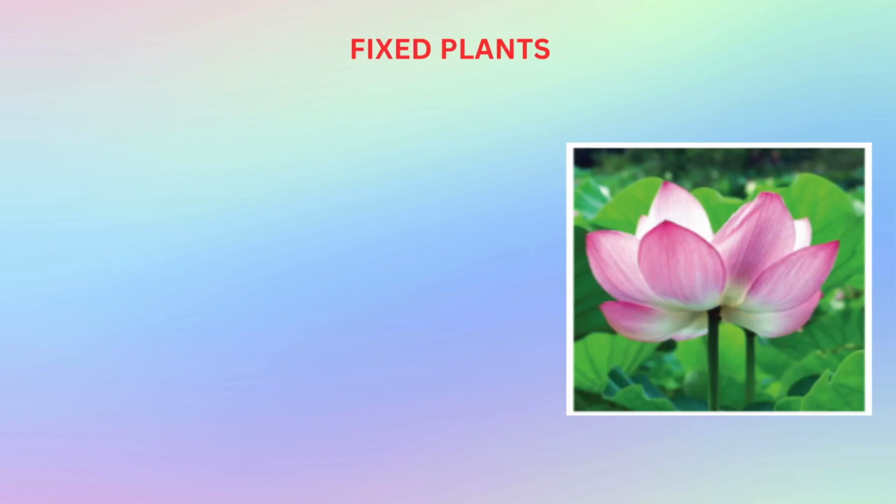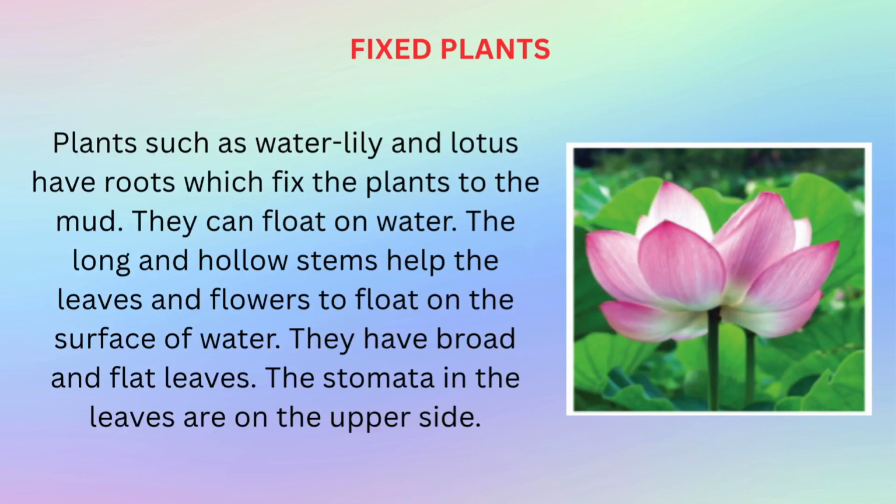Fixed plants. Plants such as water lily and lotus have roots which fix the plants to the mud. They can float on water. The long and hollow stems help the leaves and flowers to float on the surface of water. They have broad and flat leaves. The stomata in the leaves are on the upper side.